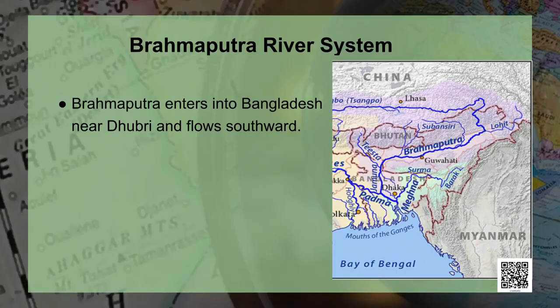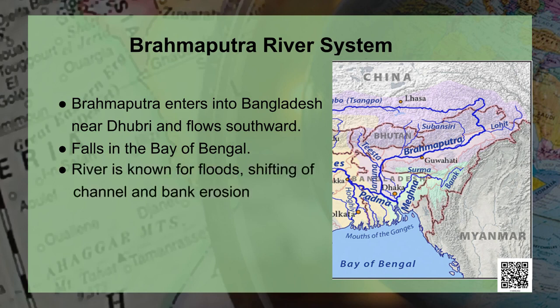Budi Dihing, Subansiri, Kameng, etc. are the other tributaries. The Brahmaputra enters into Bangladesh near Dhubri and flows southward. In Bangladesh, the Tista joins it, from where the river is known as the Jamuna. It finally merges with the river Padma, which falls in the Bay of Bengal.